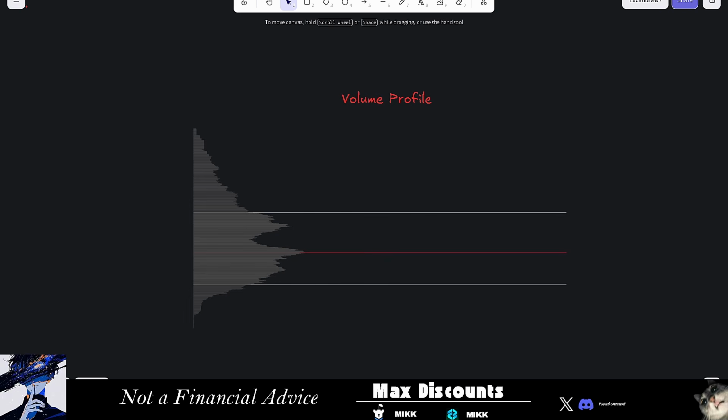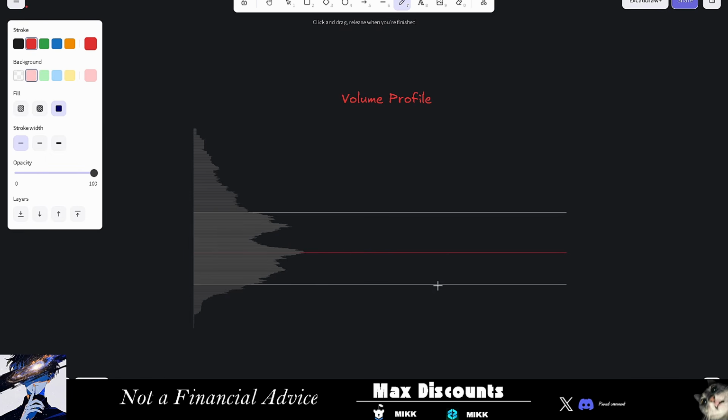So, firstly, we are going to start with the components of volume profile. Now, this is the volume profile indicator. You will find it on TradingView. It is called fixed range volume profile. What it does is, if you mark out a range on your TradingView chart, it will get you a volume profile that looks like this.